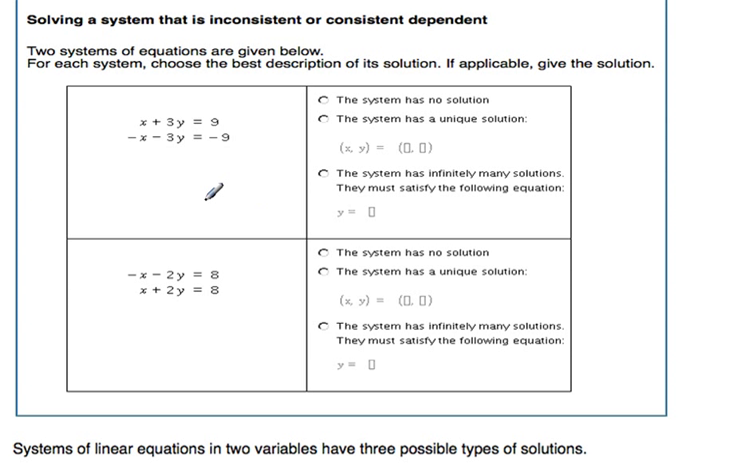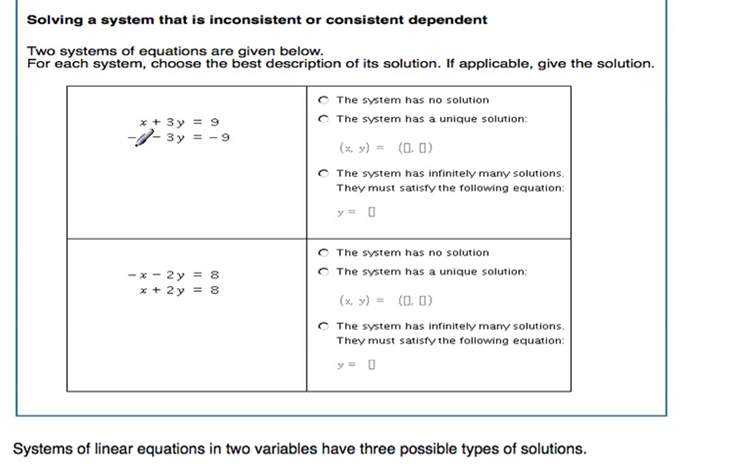So first up, we have x plus 3y equals 9 and negative x minus 3y equals negative 9. The second system is negative x minus 2y equals 8 and x plus 2y equals positive 8. And our choices are here. The system has no solution. The system has a unique solution. The system has infinitely many solutions, and they must satisfy the following equation.